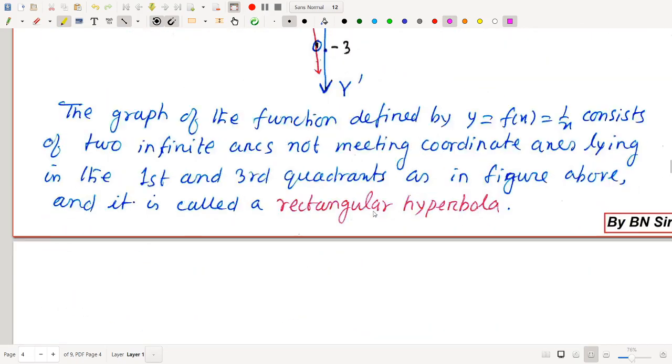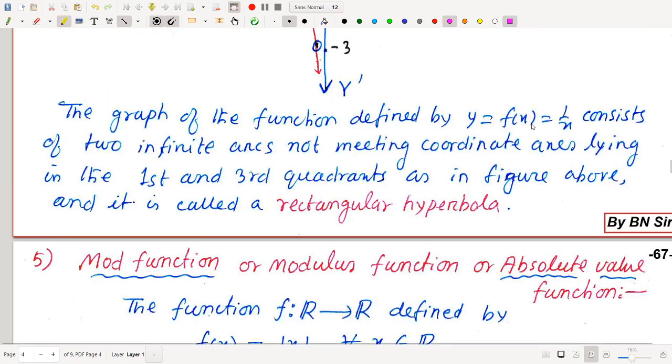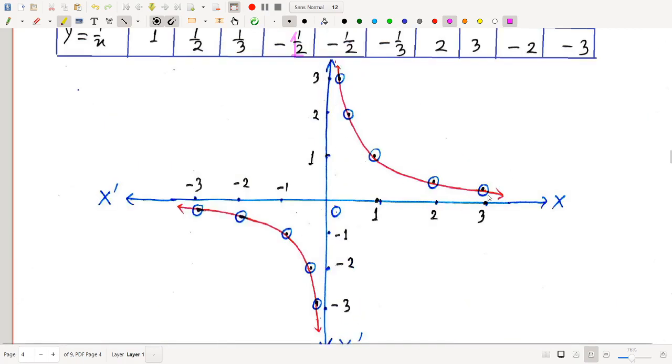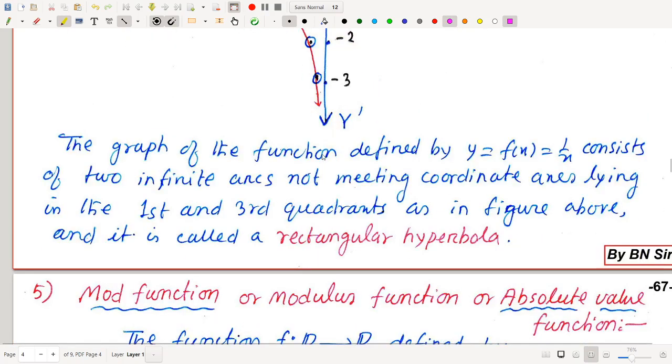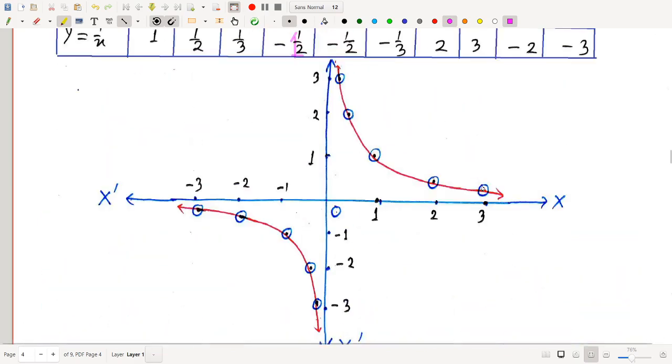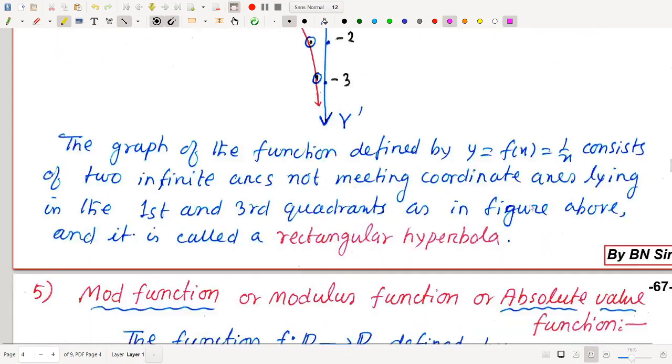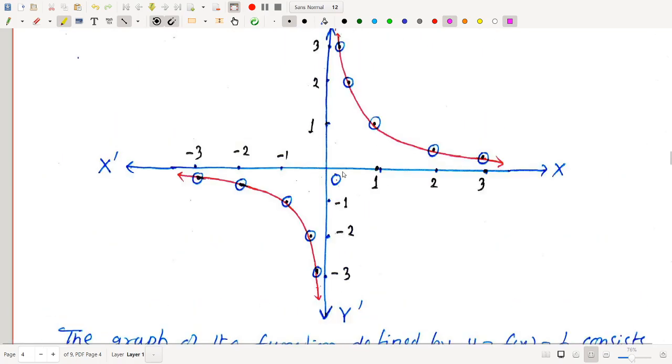So the graph of the function defined by y equal to f(x) equal to 1 by x consists of two infinite arcs. These are two arcs. They extend up to infinity. Two infinite arcs not meeting the coordinate axes. The distance between the graph and the x-axis will decrease and decrease when x becomes larger and larger, but will not meet the x-axis. Lying in the first and third quadrants as in the figure above, it is called a rectangular hyperbola. The name of this graph is rectangular hyperbola.